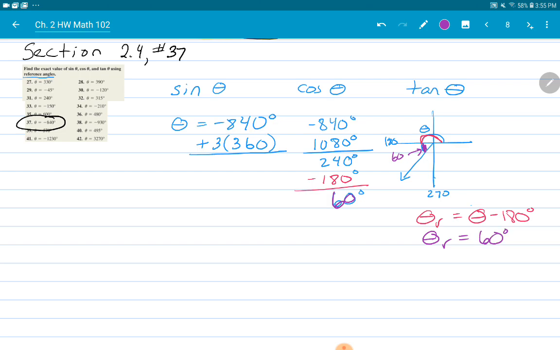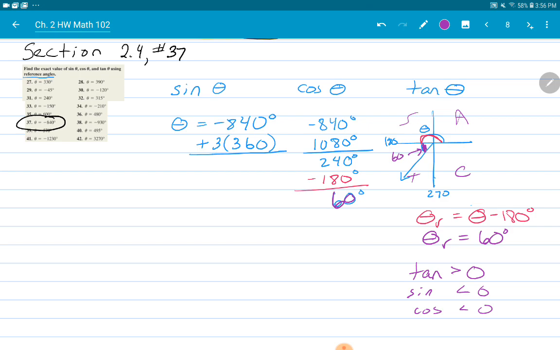Okay, so that's our reference angle. And the other thing we need to note is that we're in quadrant 3. So I know that tangent will be positive because all students take calculus. Tangent's going to be positive, and sine and cosine will both be negative.